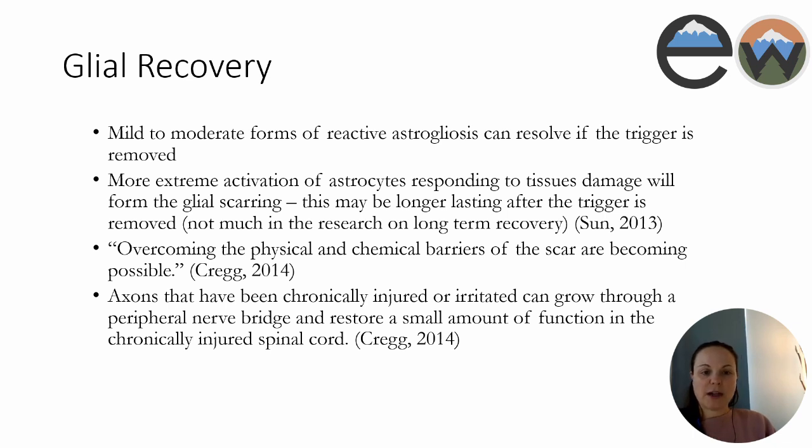When we have more extreme activation of astrocytes that respond to tissue damage, that might be more of the glial scarring or border formation that we're seeing, so more of this anatomical change, this morphology change, that I showed more pictures of in the second one. So we can have this thickening, almost this increased density of neurological tissue and a border-like formation that changes the mobility in our neurological tissue. And this could be longer lasting potentially. There's not much research on long-term recovery on this.